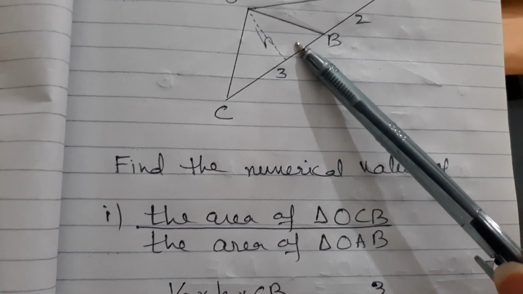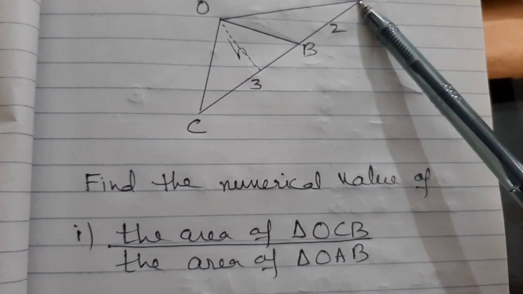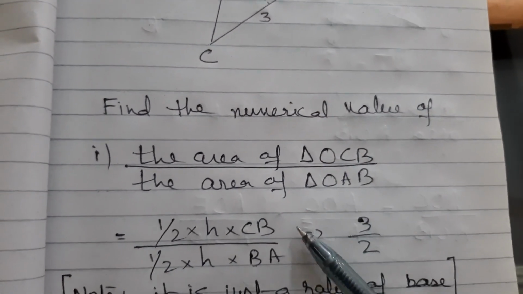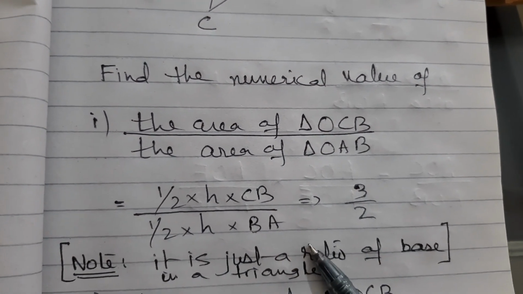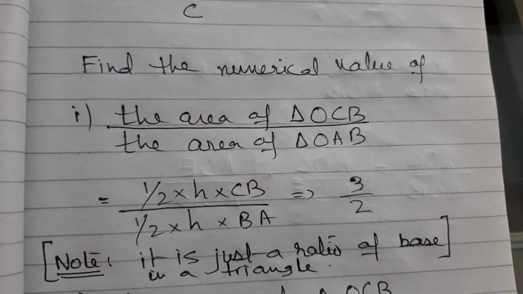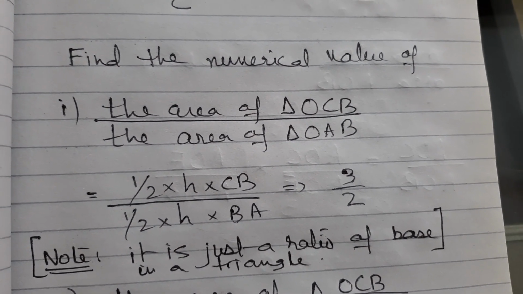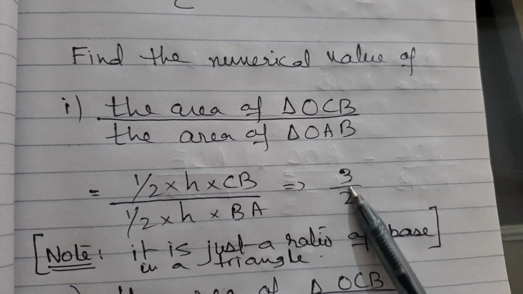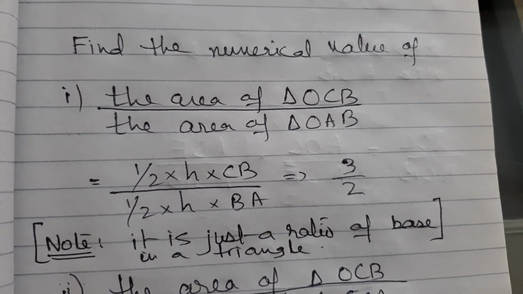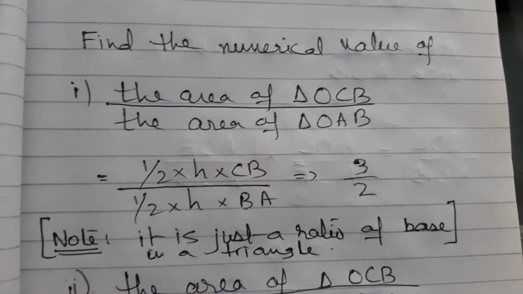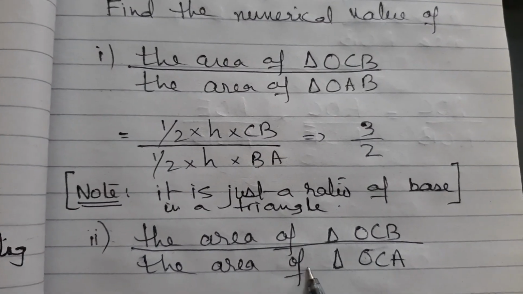So what were the bases here? 3 and 2. So this will give you the ratio of the area of the triangles. In common height, we were picking up the corresponding sides and squaring it, right? Here we are picking up just the base side and writing it as it is. Now look at this question.